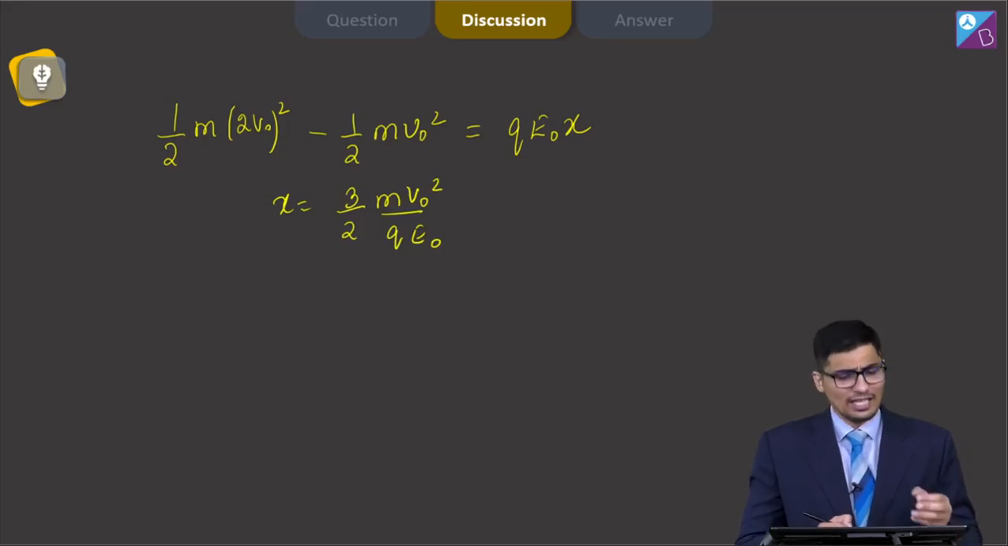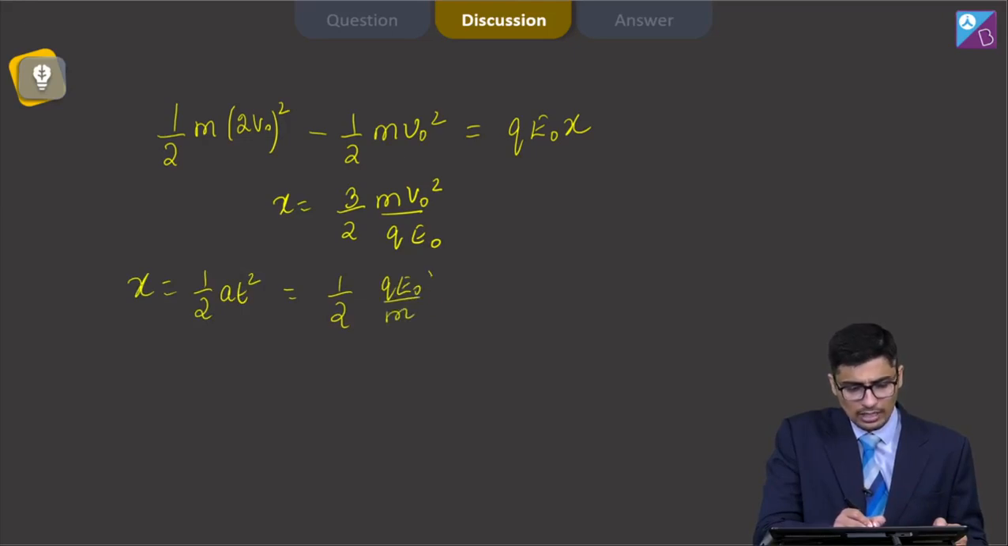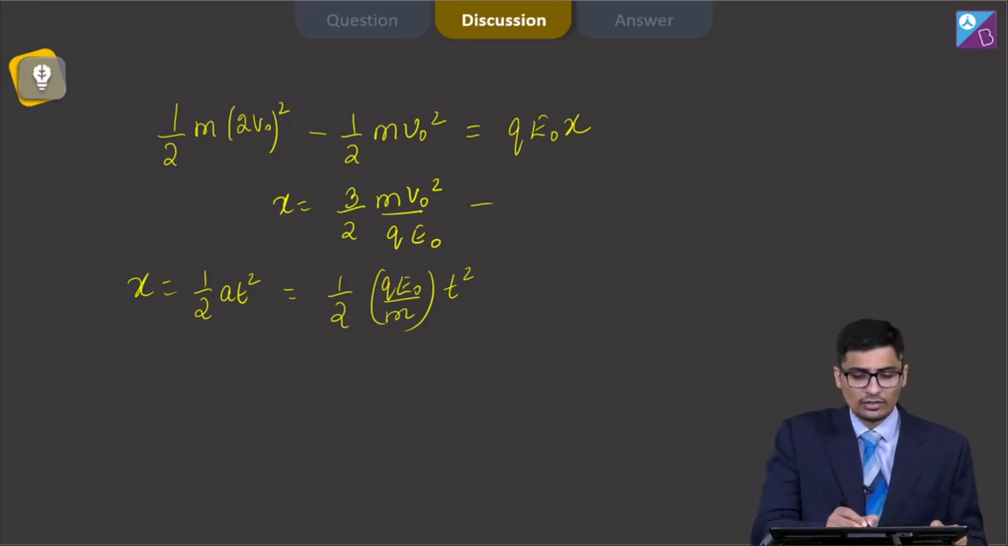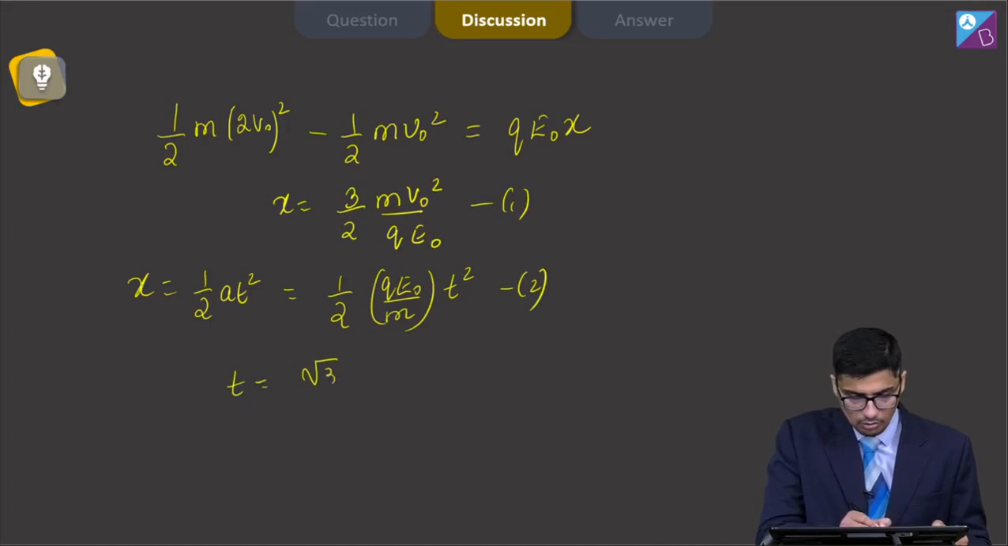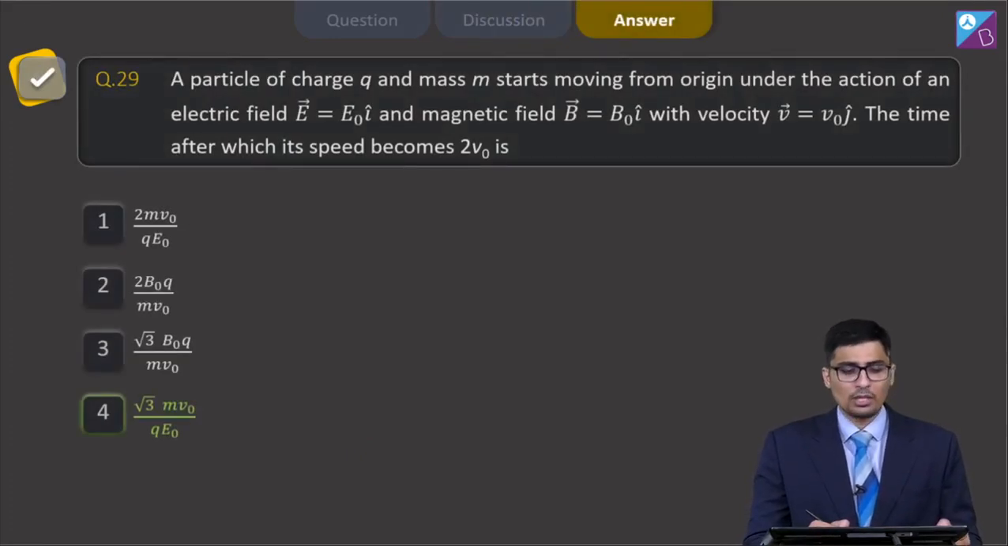q E naught. Now dear students, we can use the equation of motion and write down that x should be equal to half a t square. Now what will be a? a will be simply force, that is q E naught, by mass m, and t square. Now we can substitute the value of x from equation 1 in equation 2 and we can clearly find out that t will be equal to root 3 m v naught by q E naught, leading to option number 4, which is the correct answer.